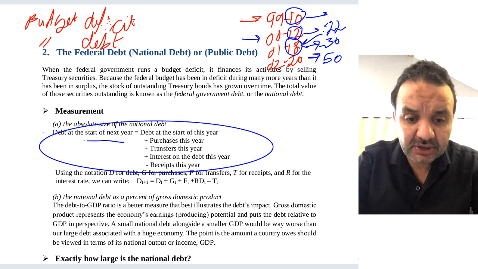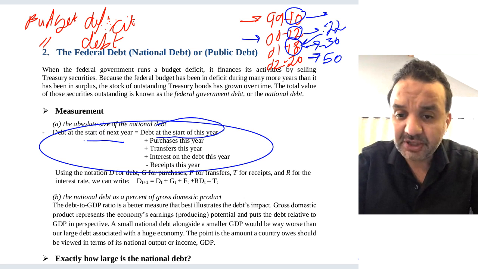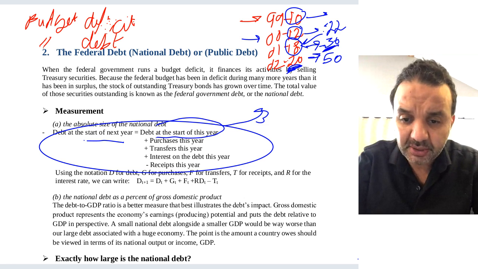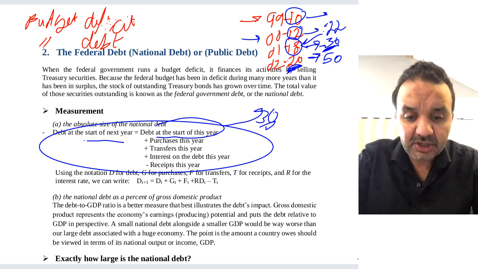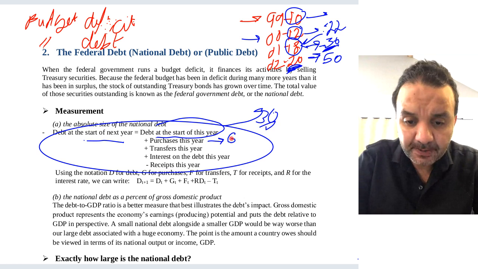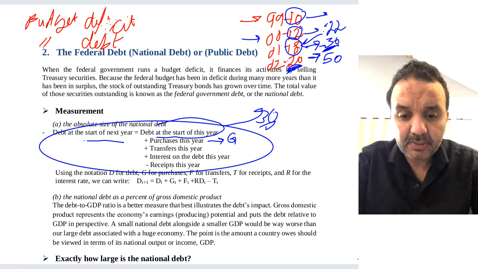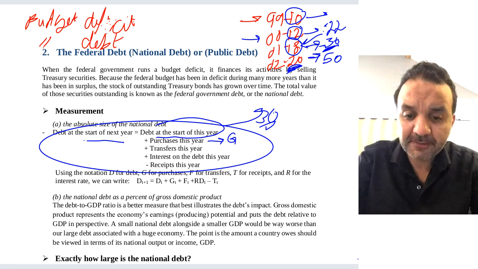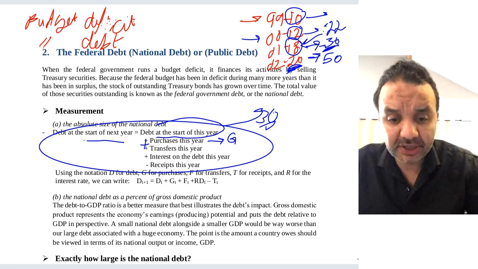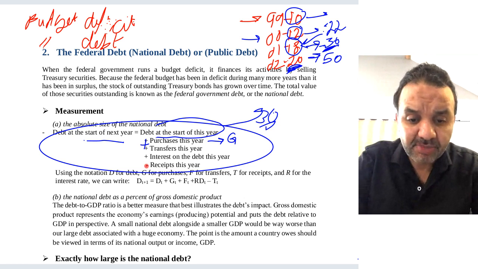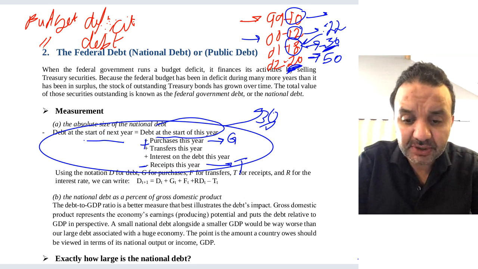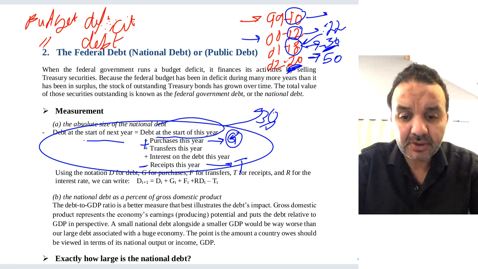So the debt at the start of the next year equals the debt at the start of the current year. Like for instance, the debt in 2002 equals the debt of the previous year, which is 30 here. Okay, and then this is G. So any additional spending will be added to the national debt, and then minus receipts, which are usually the taxes. So we add all the expenses and we deduct all the revenues.